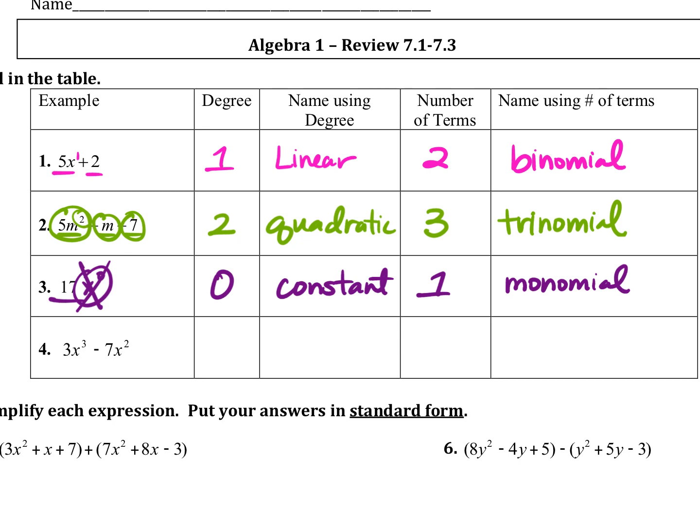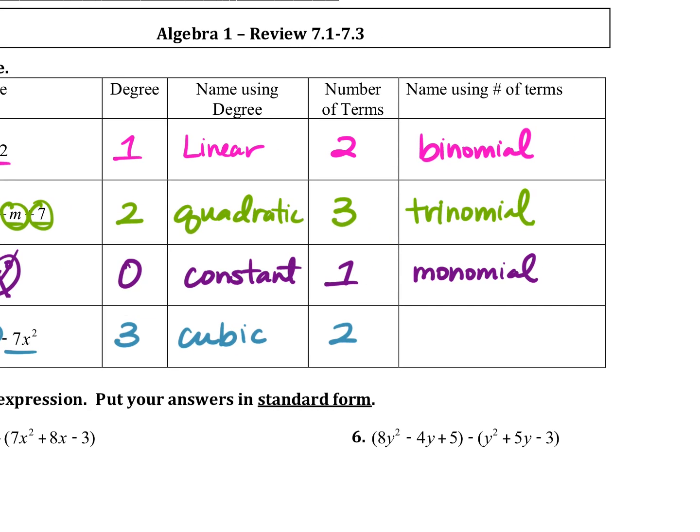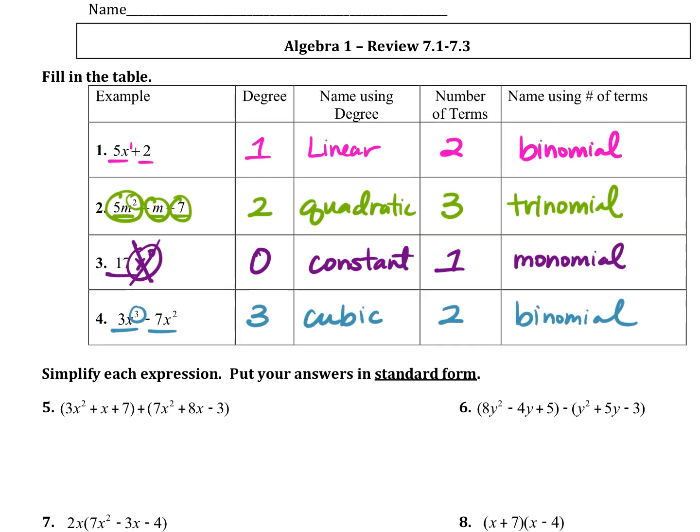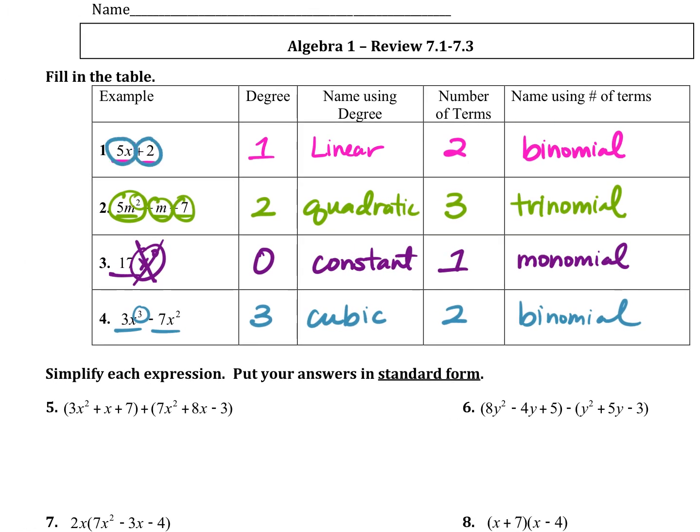Last one. What's the degree of that polynomial? 3 is your degree. Do you remember what that's called? That is cubic. Okay. And then how many terms? There's 2 terms. 3x cubed is 1 term, 7x squared. The number of terms, like this is 1, 2 terms. This is 1, 2, 3 terms. This is 1 term. This is 2 terms.